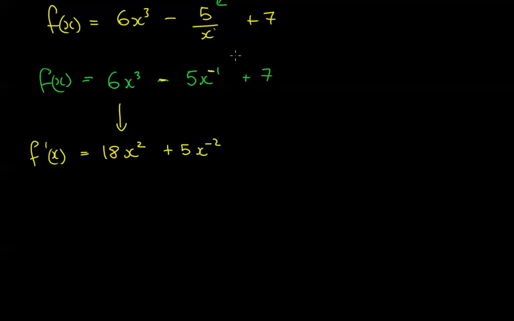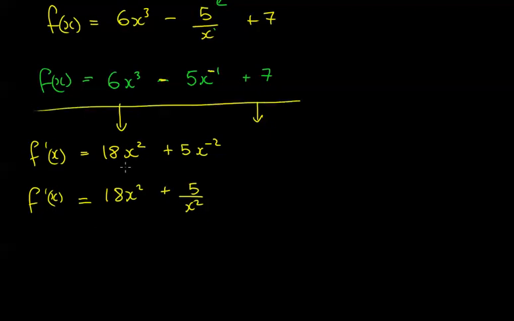What happens to the numbers on their own? They just disappear. You get a plus 0 on the end, so that's just nothing there. So that differentiates into nothing. And there's your derivative function: 18x squared plus 5x to the power of minus 2. You should really rewrite that as 18x squared plus 5 over x squared. That's the derivative function for this function.